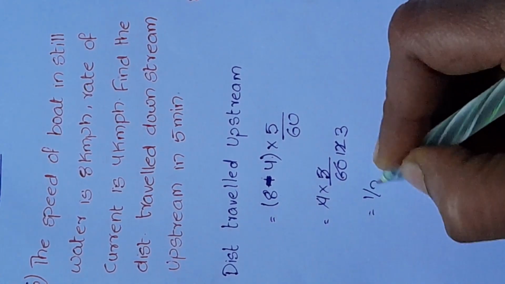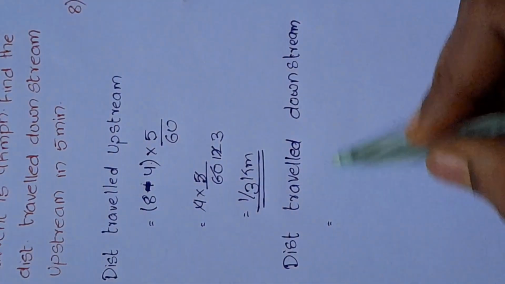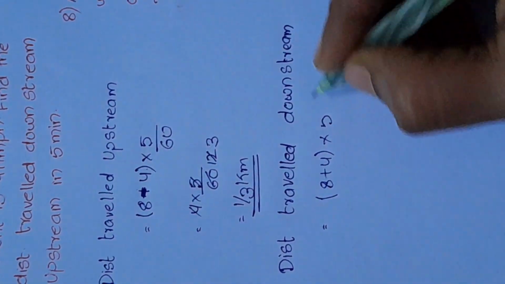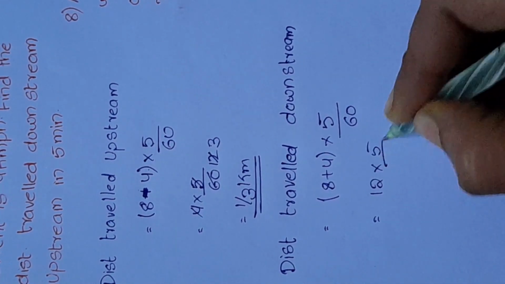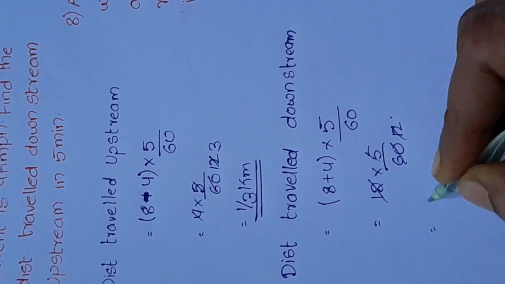So the distance travelled is 1 by 3 kilometers upstream in 5 minutes. Now the distance travelled downstream: the relative speed is 8 plus 4, into 5 by 60. That is 12 into 5 by 60. 12 and 12 cancel once. We get this as 1 kilometer.